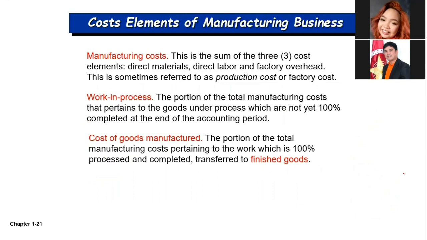And also, we have here the manufacturing cost. Yung manufacturing cost ay pinagsama-samang DM plus DL and your OH. Ibig sabihin, kaya nga, manufacturing costs, these are the costs that you need to come up with your products. That's why sometimes ang tawag sa kanya ay production cost or factory cost. So we also have here the work-in process. Ang work-in process, the portion of the total manufacturing cost that pertains to the goods under process. Actually, napaka-literal naman ng term, which are not yet 100% completed. Sometimes we call it partially completed goods.